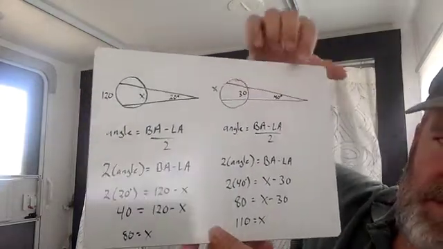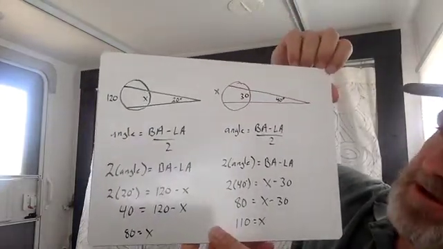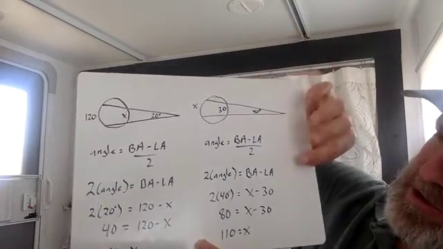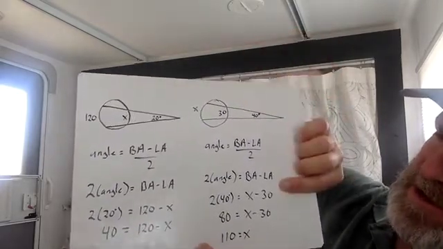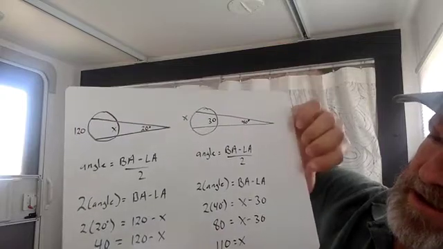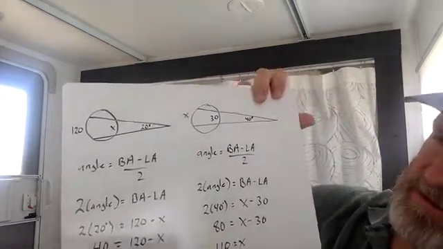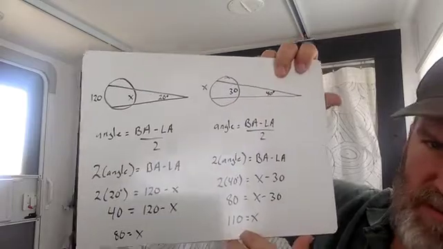It's actually the algebra is a little bit easier if you're missing the big arc. You plug in your numbers and you get 2 times 40 is equal to x minus 30. You just add 30 to the other side, which is 80, and 30 plus 80 is 110.